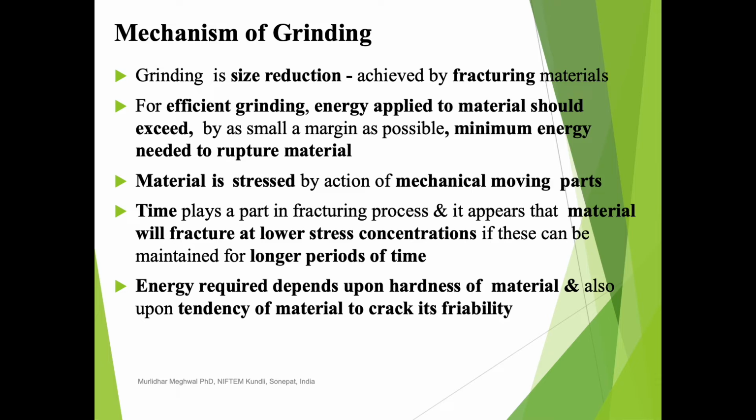The mechanism of grinding is that grinding is achieved by fracturing the material. And for efficient grinding, the energy applied to the material should exceed, by as small a margin as possible, the minimum energy needed to rupture that material. So that is the condition. So what is the minimum energy required for rupturing that material? It should be a little bit higher than that to achieve the breaking of that particular material.